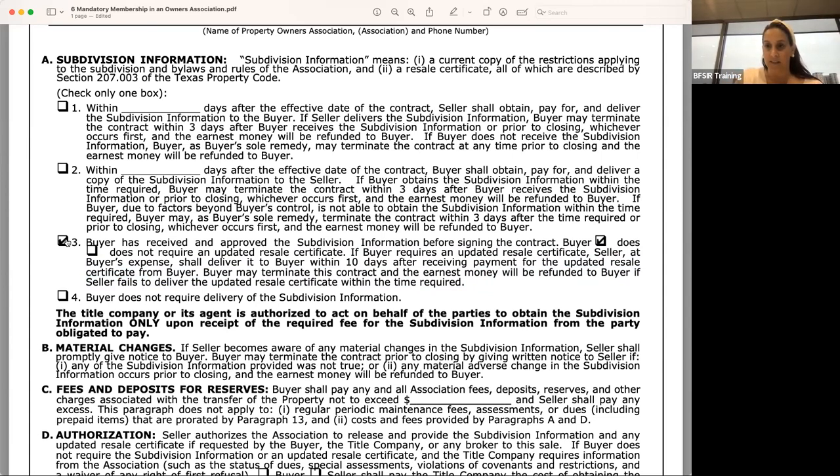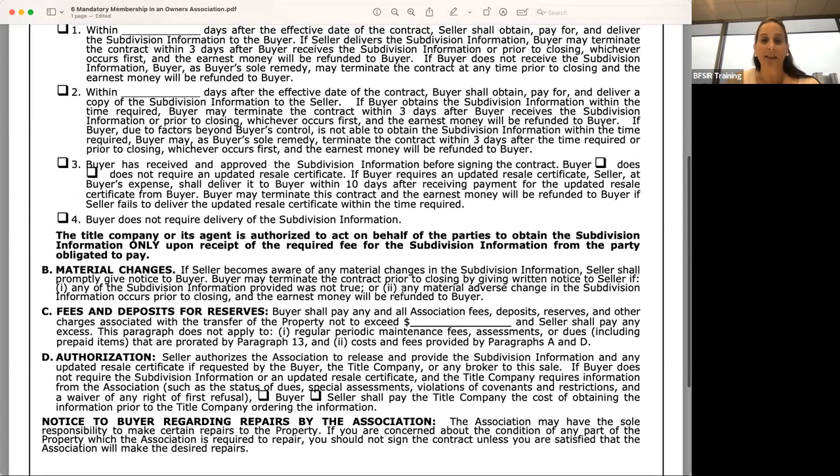Order it when you get the listing, pay for the resale certificate. The buyer's going to have to pay for an updated resale certificate if they require one. So that protects your seller, in my opinion. The other thing that's important about ordering it up front when you get the listing, just like you do the seller's disclosure with the listing paperwork before you go under contract, is down here. And we'll talk about that.